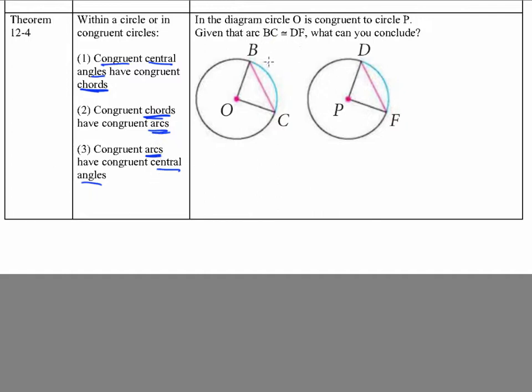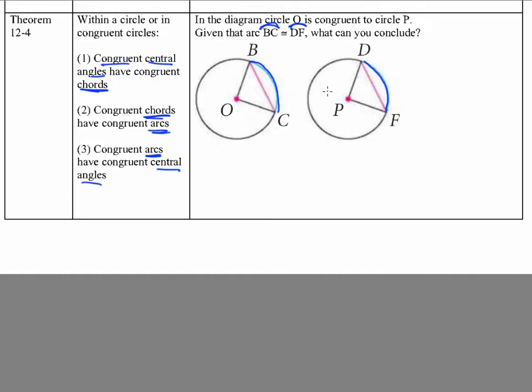Let's just take a look at this problem. We have circle O is congruent to circle P. They're exactly the same size. Given that arc BC, so let's just put the rainbow here, is congruent to arc DF. So where is that? Arc BC is congruent to arc DF.